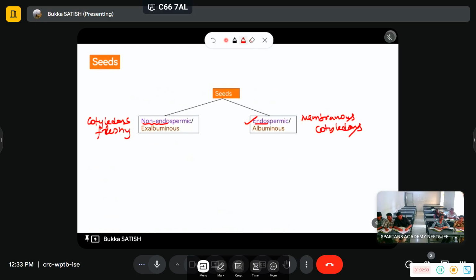Right. Now, I don't know how many of you are really understanding, how many of you are pretending. Please copy it. These are differences.